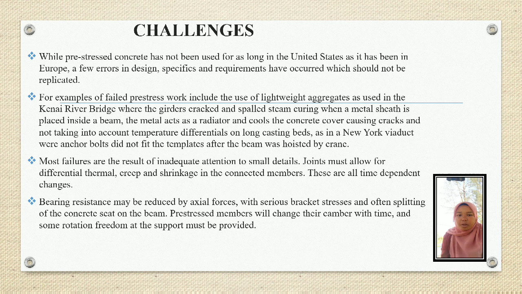Next, most failures are the result of inadequate attention to small details. Joints must allow for differential thermal movement, creep and shrinkage in the connected members. These are all time-dependent changes. Next, bearing resistance may be reduced by axial force, with serious bursting stress and often splitting of the concrete at the end of the beam. Prestressed members will change their camber with time, and some rotational freedom at the support must be provided.